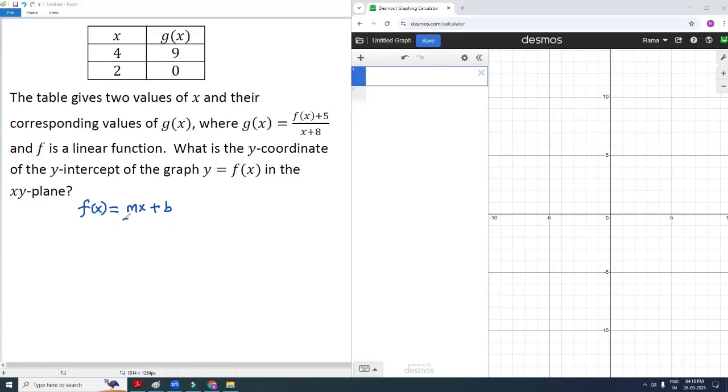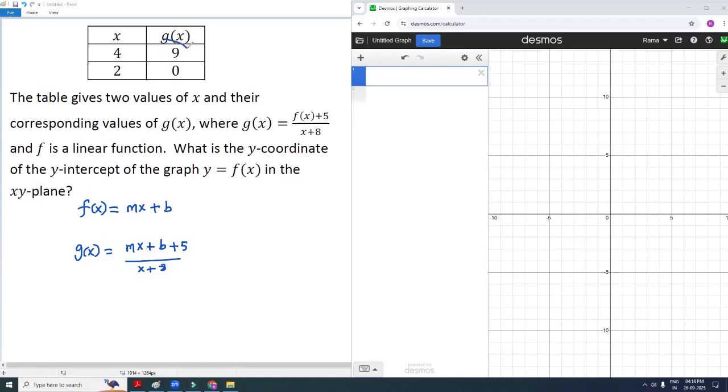Since we have f of x equals mx plus b, we can plug in this expression for f of x over here. Then we get g of x equals mx plus b plus 5 divided by x plus 8. Now we can use the two values of x and the corresponding values of g of x and the function g of x over here in Desmos to get the value of b.